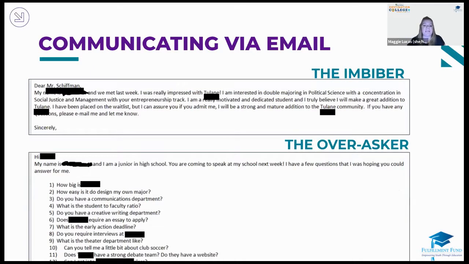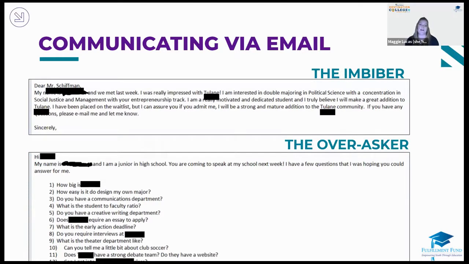These are my final two examples. We met last week. I was really impressed. I love your school. It was so great to be there. We call this one the imbiber because there's not actually even really a question. And that's okay. It's not that that's a bad thing, but I think a lot of times, you don't have to reach out just to reach out. There can be a reason why you're reaching out. It's not that we don't love to hear from students, but it also just doesn't need to be done.